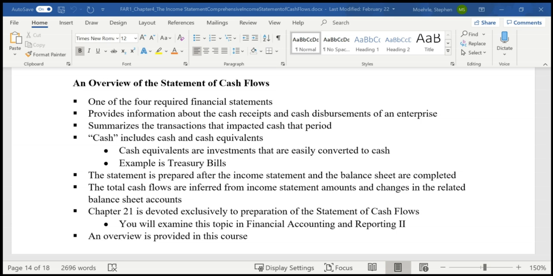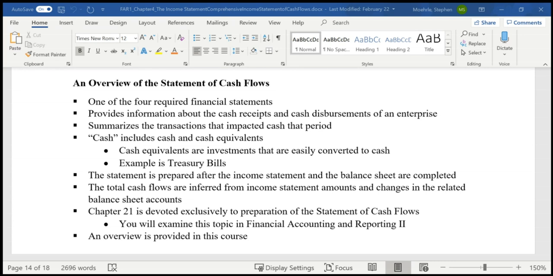It provides information about the cash receipts and cash disbursements of an entity. Basically, it summarizes the transactions that impacted cash that period. Now, cash includes cash, but it also includes cash equivalents. Cash equivalents are investments that are easily convertible to cash. An example is treasury bills.